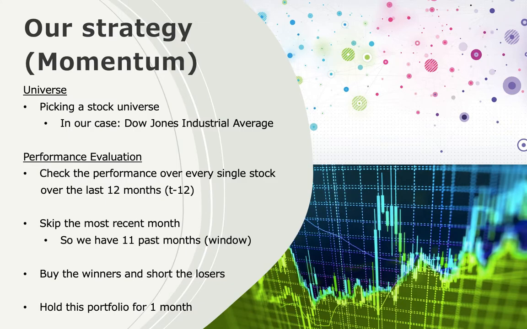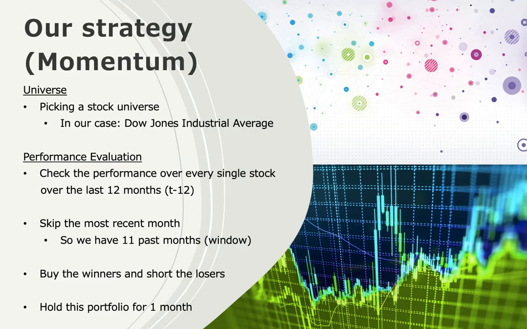The next step is to take a look at the performance of every single stock in this index over the last year. More specifically, we will skip the most recent month, so we end up having 11 past months. If you are interested why we are skipping this most recent month, just drop me a comment or check the video description. After that, we are buying the best performers over this past period and selling the worst performers. This portfolio we are holding for 1 month.